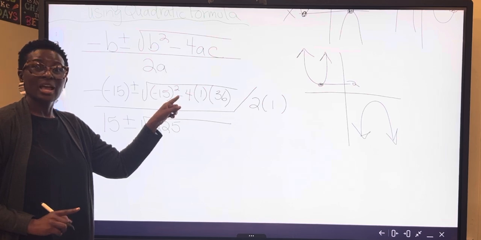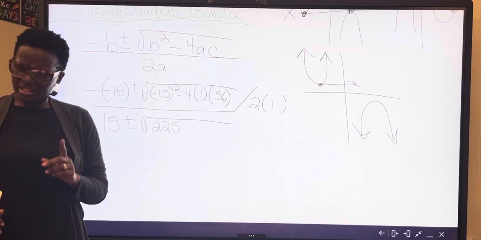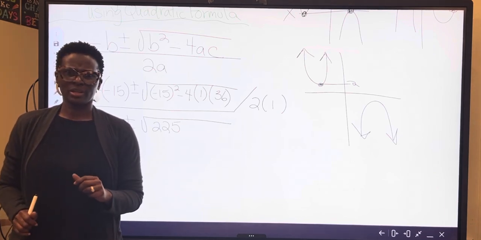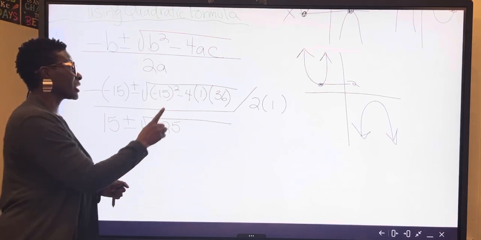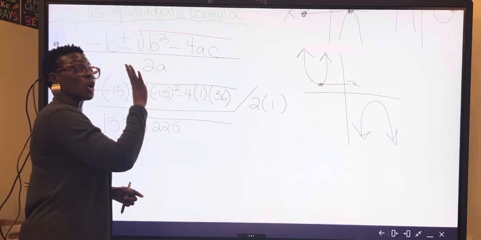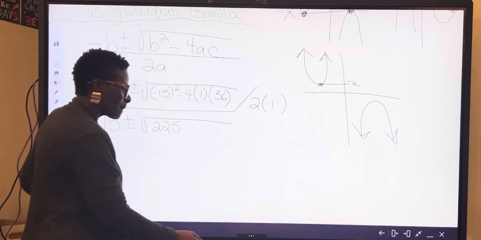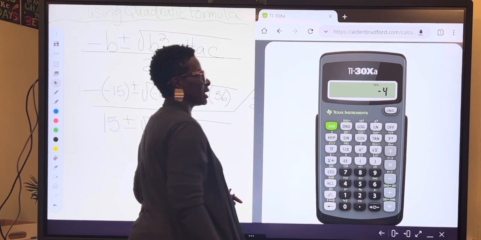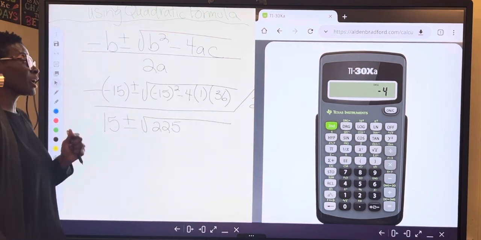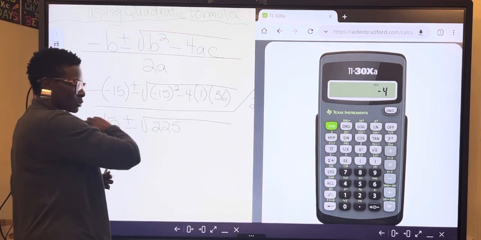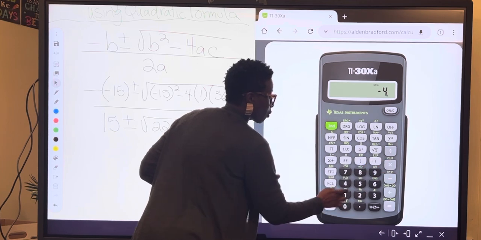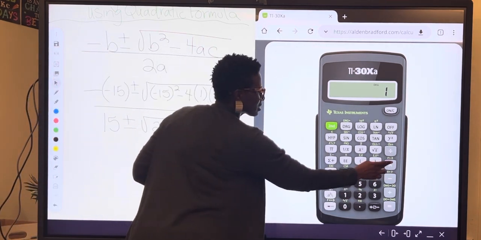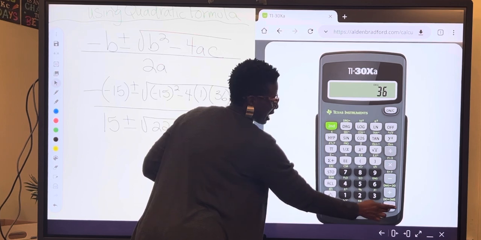Okay, I do this class a little differently. It's okay, grab your calculators. Let's go, because that method isn't working. Let's put it in our calculators. What is this number? Negative 4. So let's put 4 plus or minus, times 1, times 36, and equals.